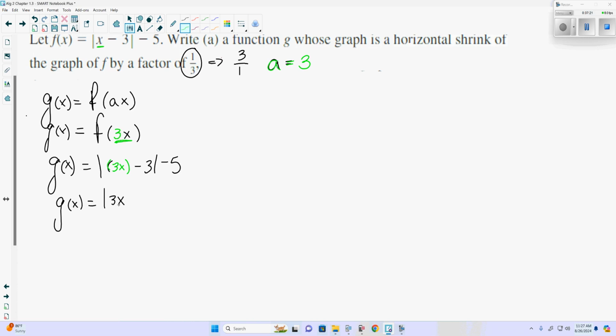Now, since there is nothing in front of the parentheses with 3x, we can drop them, giving us this here: absolute value of 3x minus 3, minus 5. And that's it. That's as far as we can go. 3x and negative 3 are not like terms, so they won't combine. The negative 3 and negative 5 technically are like terms, but because of that absolute value bar, they can't interact with each other. So that's all it is.